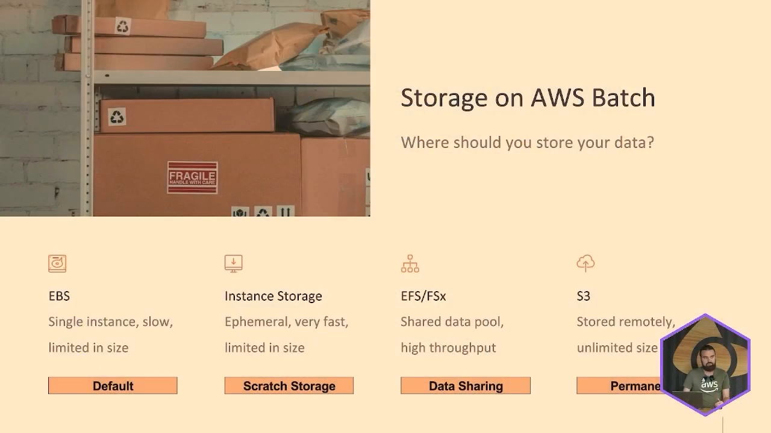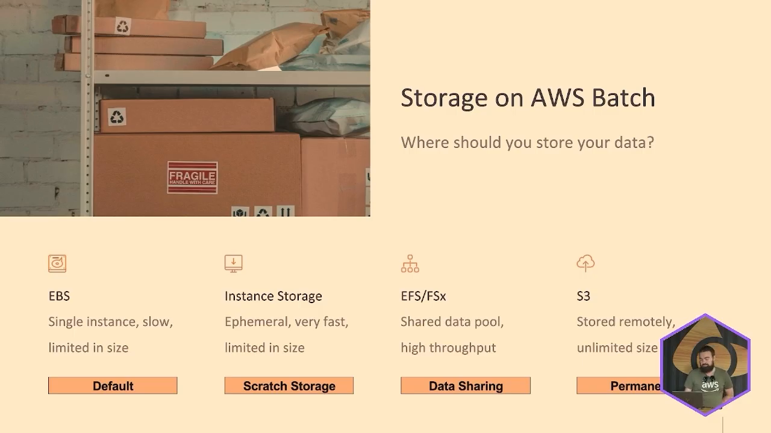All right, so we've covered all of the pillars of Batch. Now let's look at storage on Batch. Where do you store your data? EBS is the default place to store your data. It's good for single instances, one EBS volume per instance. It's relatively slow, and it's also limited in size, up to 16 terabytes, I believe.